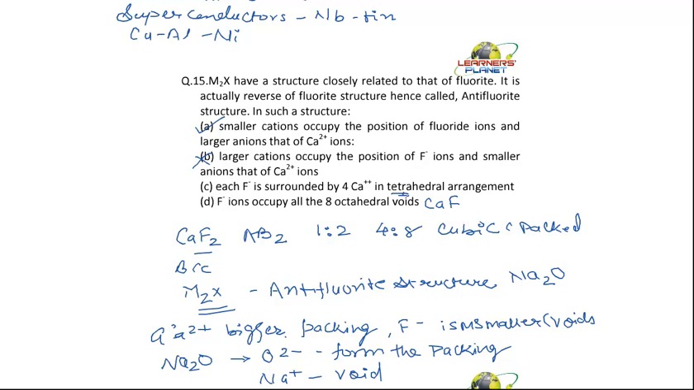It is right, I suppose. The third one. Each fluoride is surrounded by 4 calcium ions. See, the coordination number of fluoride is 4. So this should be the thing. Fluoride ions are present in the tetrahedral voids, then only the formula will become CaF2. So for this particular question, option 2 is the correct one. Each fluoride is surrounded by 4 Ca2+ ions in tetrahedral arrangement, as the fluorides are present in the tetrahedral voids.